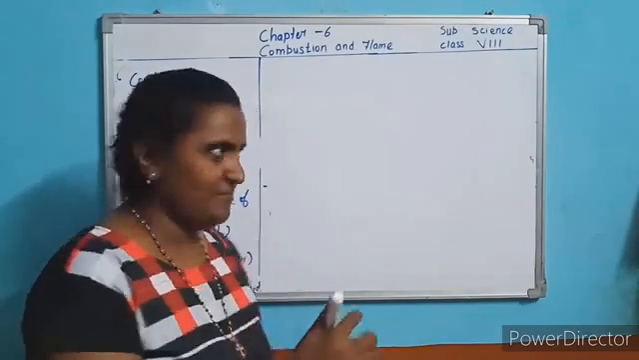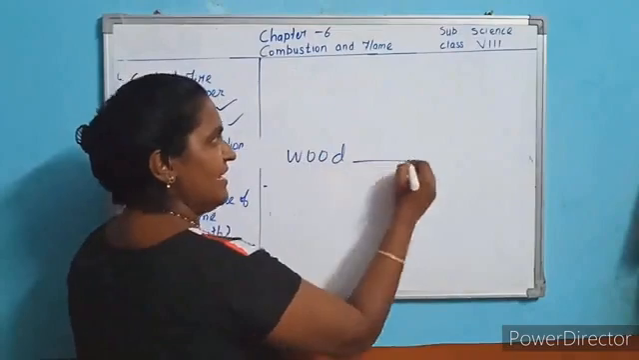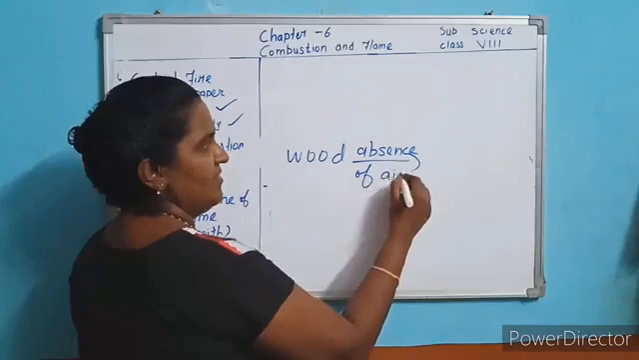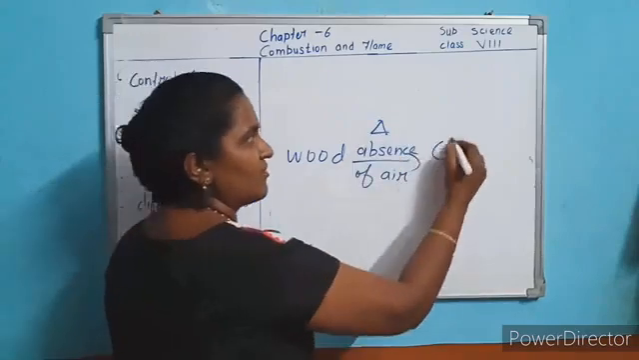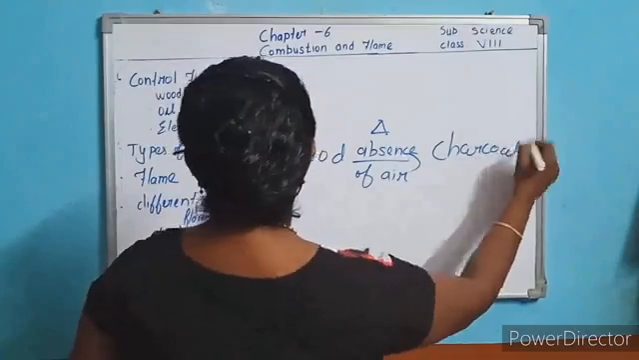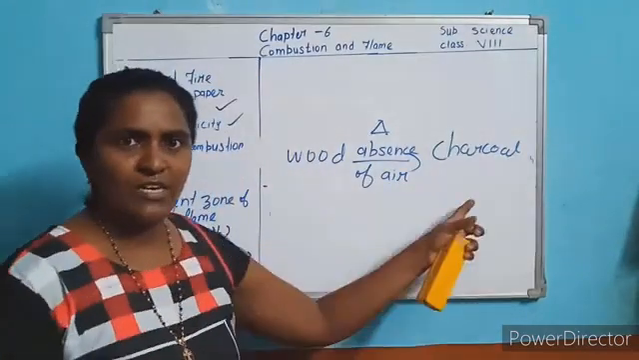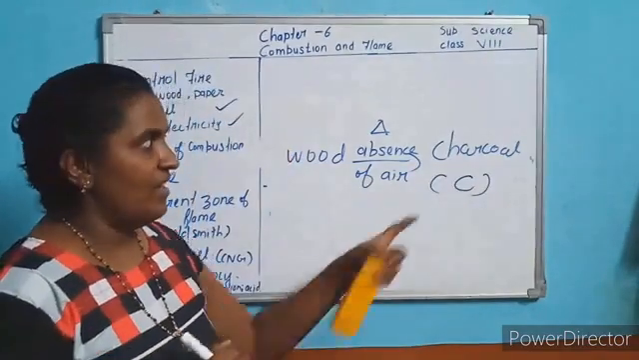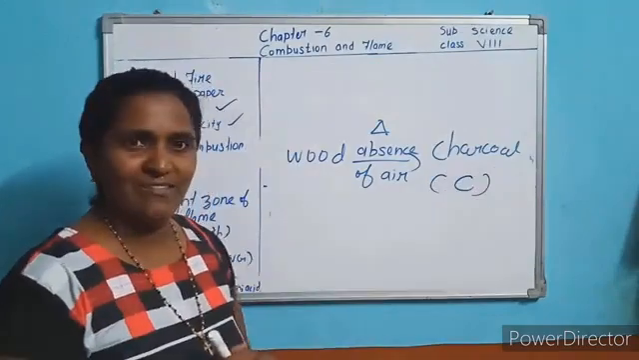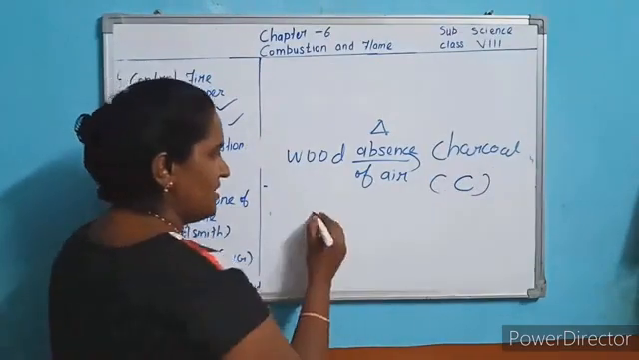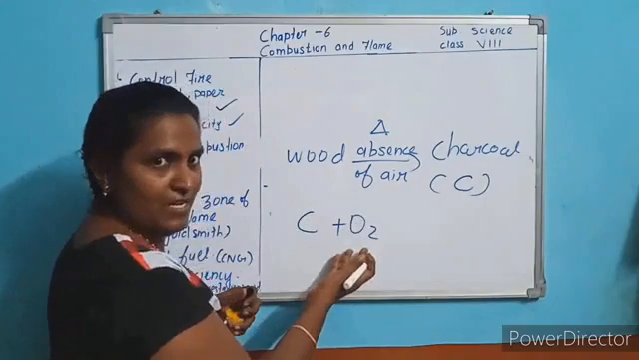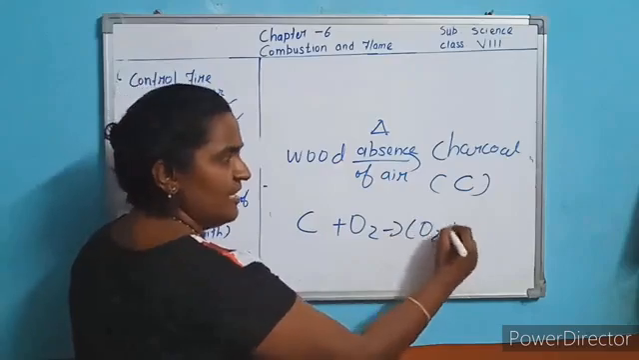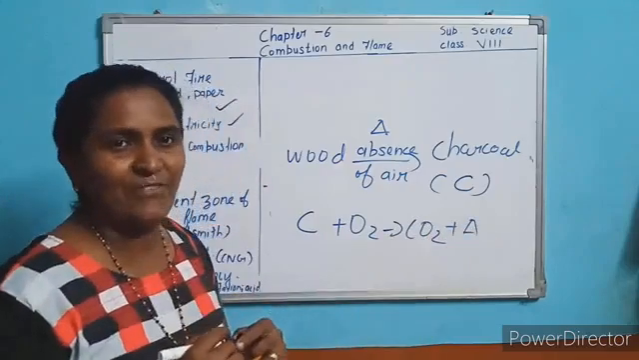Wood on heating in the absence of air, heating in the absence of air, you will get charcoal. It is rich in carbon. And on heating this charcoal, flame will not be produced. Heating means burning, that is combustion, addition of oxygen. Here, heat energy and light energy are formed.